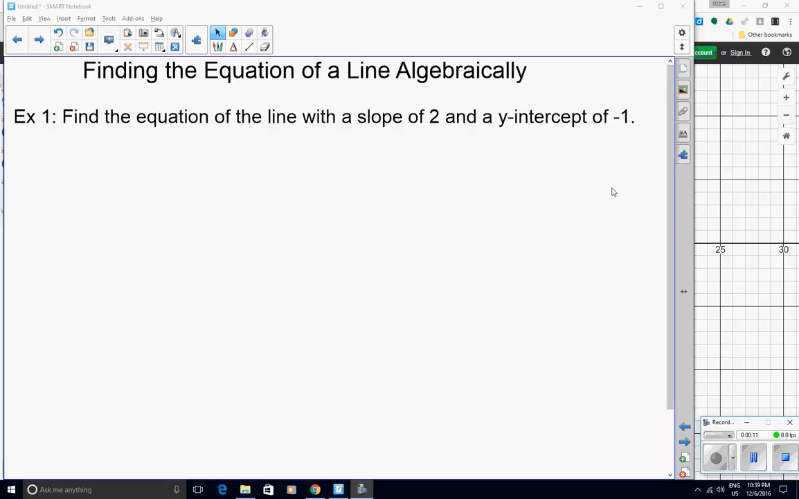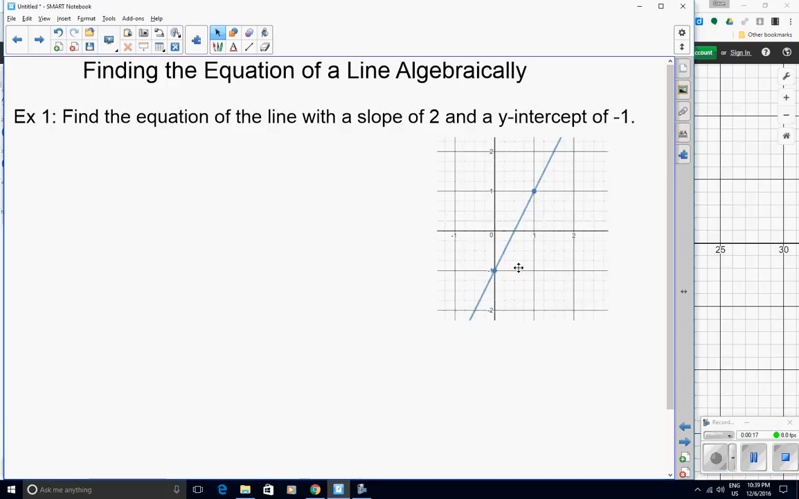In our first example, we're going to find the equation of a line that has a slope of 2 and a y-intercept of -1. Graphically, that looks like this. Here's the y-axis, and the y-intercept is at -1. The slope is 2, which means that the change in y is 2. And since 2 can be written as 2 over 1, the change in x is going to be 1. So from this point, we're going to go up 2 and over 1. So the question is asking us to find the equation of this line.